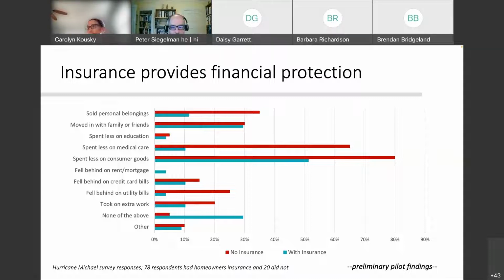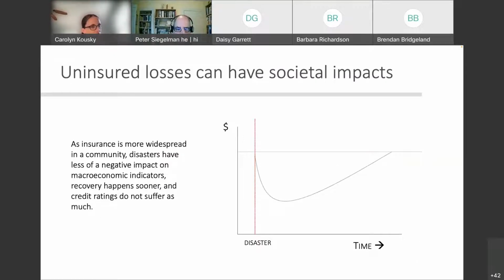Okay, so this was to suggest that there are these lines of evidence that insurance provides benefits for households. There are also some emerging studies, maybe half a dozen, pointing in this direction: as take-up rate increases within a community, or several of these are actually studies at the level of a country, you can have beneficial outcomes at that level as well. So as take-up rate increases, you have a less negative impact on macroeconomic indicators after a disaster. You see that recovery, which is often measured in terms of things like rebuilding, happens sooner. And there's at least one paper that suggests that credit ratings might not suffer as much.